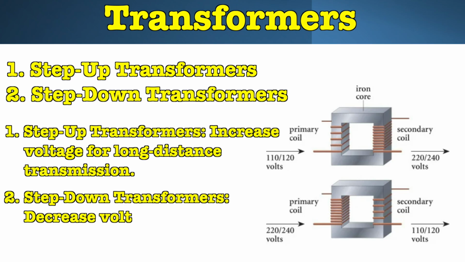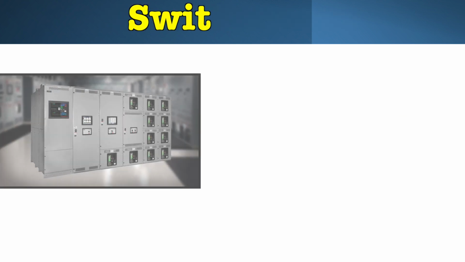Step down transformers decrease high voltage to a lower level, suitable for industrial equipment and machinery. These are commonly found in facilities where incoming power needs to be adjusted for local use. Now the next one is switchgear.